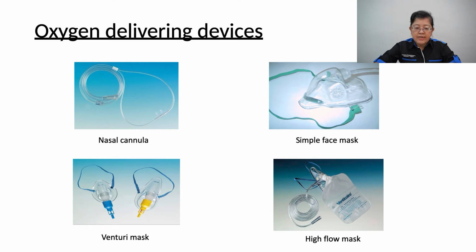And for the first liter of oxygen through the nasal prong, we give about 24% oxygen to the patient, and every 1 liter added on to the nasal prong, we add 4%, in which 2 liters per minute is 28%, 3 liters is 32%, and so on.